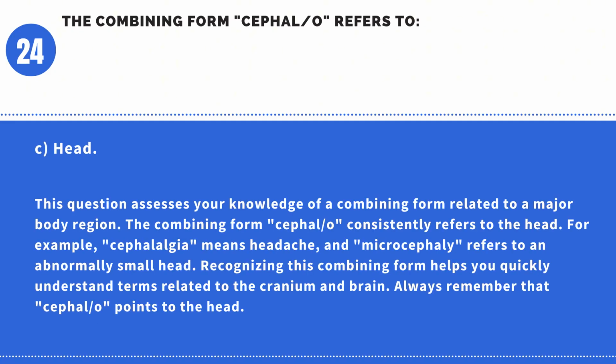Answer C. Head. This question assesses your knowledge of a combining form related to a major body region. The combining form cephal/o consistently refers to the head. For example, cephalalgia means headache, and microcephaly refers to an abnormally small head. Recognizing this combining form helps you quickly understand terms related to the cranium and brain. Always remember that cephal/o points to the head.